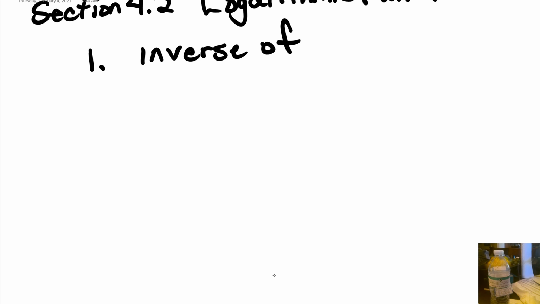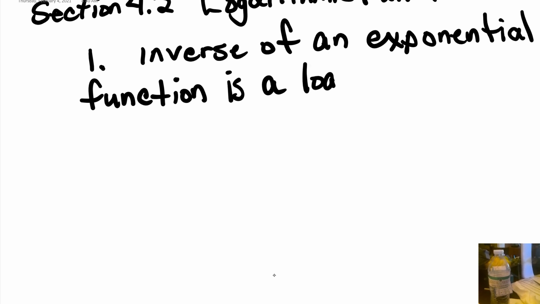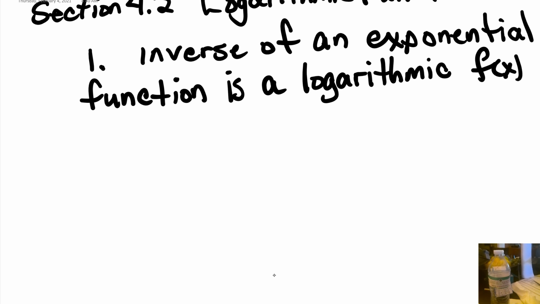So the inverse of an exponential function, and if you remember, inverse functions are 1-to-1. So the inverse of an exponential function is a logarithmic function. I'm just going to put f of x or function. Just note that that is the same thing. And this means that these are 1-to-1 functions.